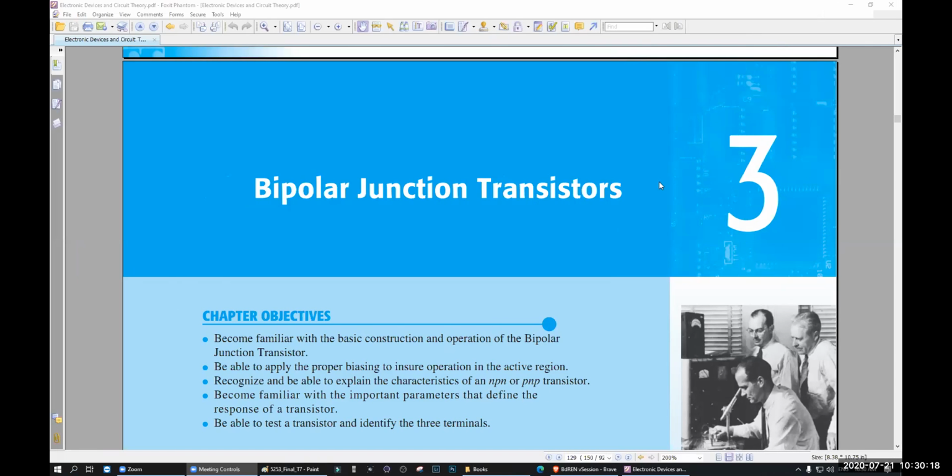Okay, today's lecture will be bipolar junction transistor, that is BJT. That is the transistor we have seen earlier. And the BJTs are actually divided into two types. One is NPN transistor and another one is PNP transistor. Normally 99% of the cases we will be using NPN transistor. PNP transistors are very rare.